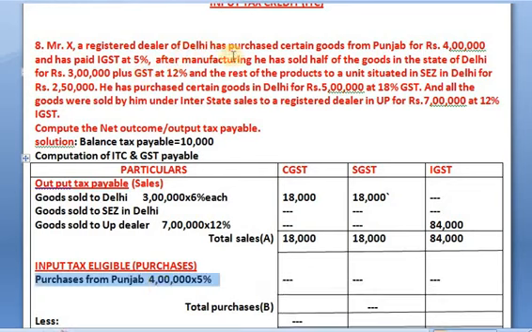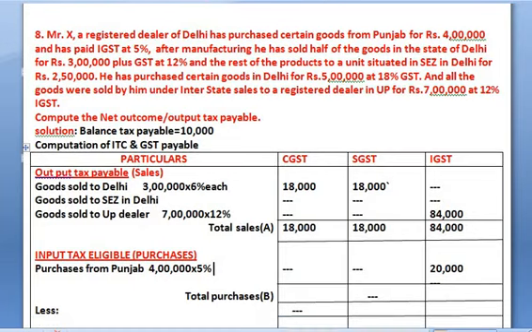What purchases are there? Here it says: has purchased certain goods from Punjab for 4 lakhs, IGST at 5%. He is in Delhi and has purchased from Punjab, so it is interstate and it is IGST 5% they have given. 4 lakhs into 5% is your 20,000. And next, check it out.